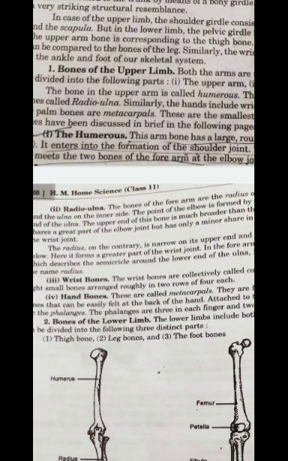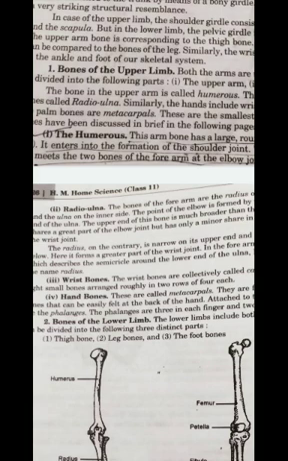Number 3, wrist bones. The wrist bones are collectively called carpals. कलाई की हड्डियों को carpals कहते हैं. There are 8 small bones, इसमें 8 हड्डियाँ छोटी छोटी होती हैं, arranged roughly in 2 rows of 4 each.